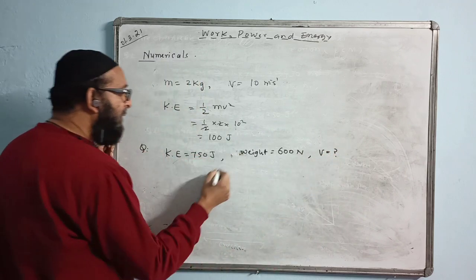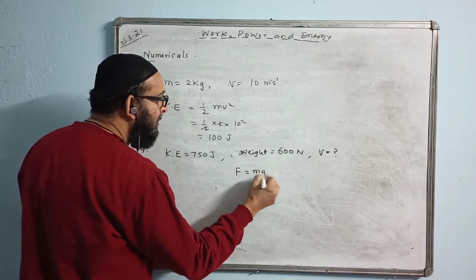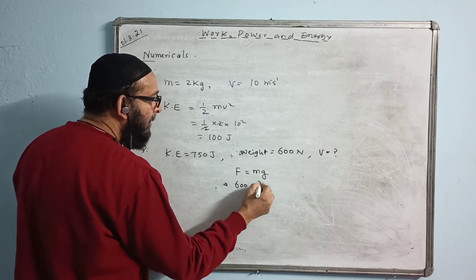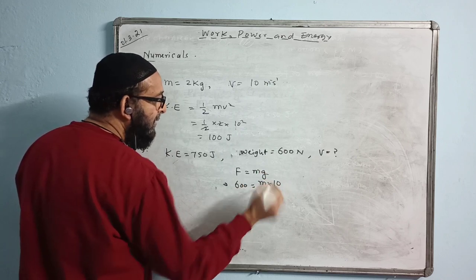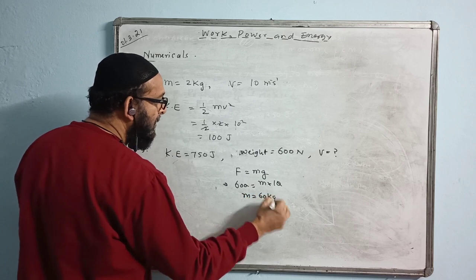We write the weight formula: F is equal to mg. That is the force of gravity. Force value is 600 Newton. Mass we will find. g value is 10. Given the question, the 0s will go, so the mass value will become 60 kg.